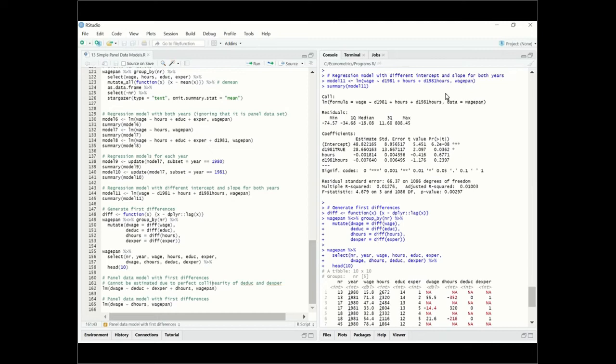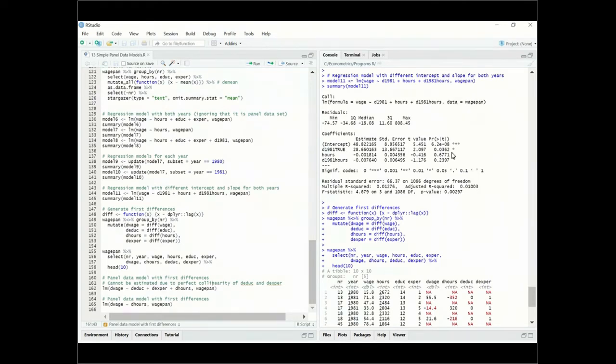So now we can also estimate a model that has different intercept and slope for both years. To do that, we can add a dummy variable for the second period and then an interaction between the dummy variable and hours. And so here, these are the results that we have. The coefficient on hours, again, is not significantly different from zero. So these are all alternative methods that we can estimate with panel data. But from now on, we're going to be using panel data models when we see panel data.